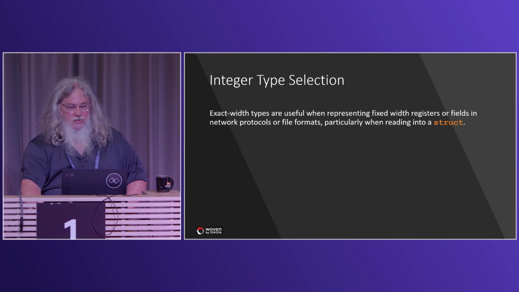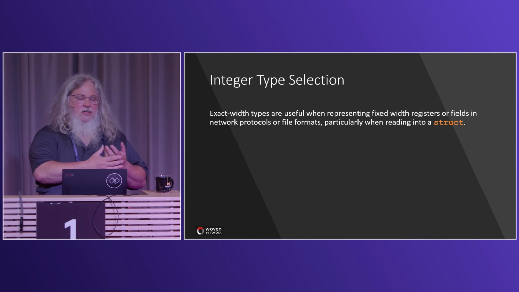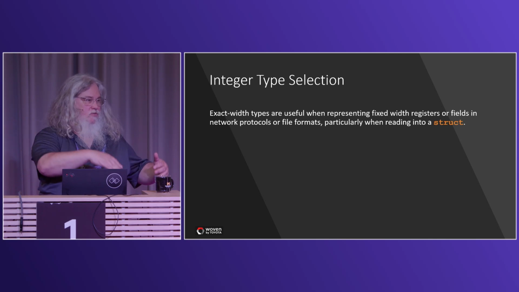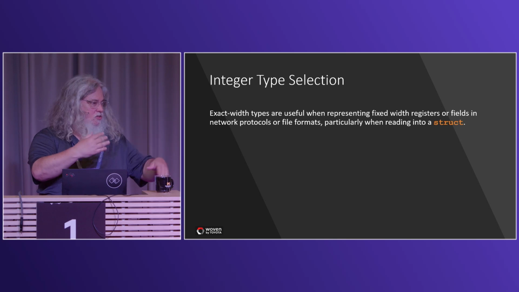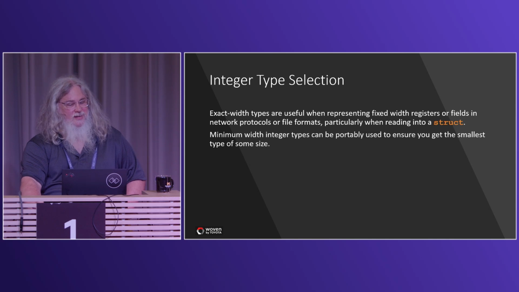Okay, so how do you use these types? I mean, you all know. That's what makes this whole thing silly. Exact width types are used when representing fixed width registers or, say, fields in a network protocol or file formats, when you just want to read it into a struct and you want everything to show up in the right place. That's how we use these types. We don't use them for loop counters.